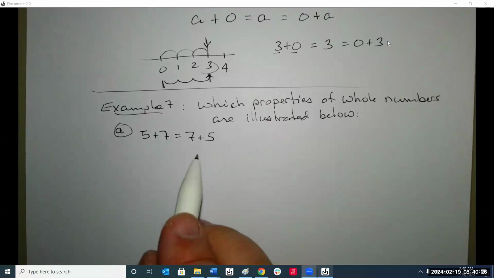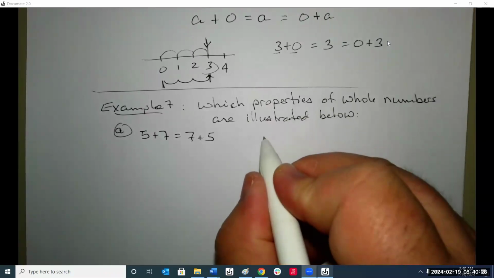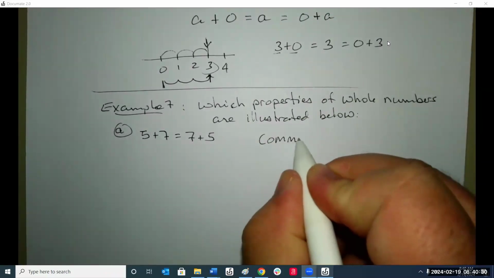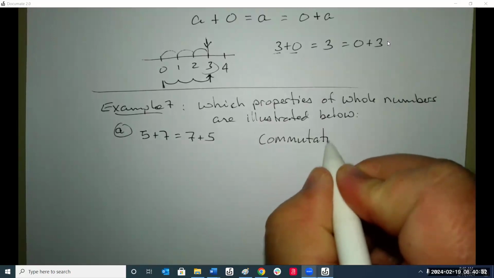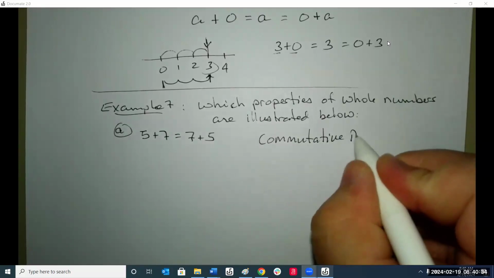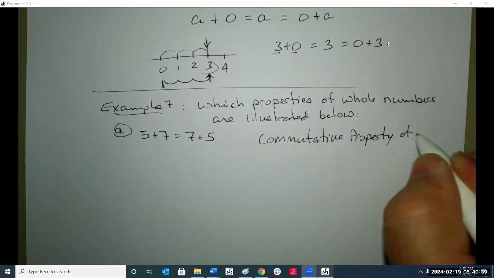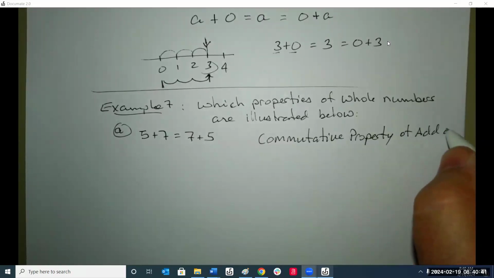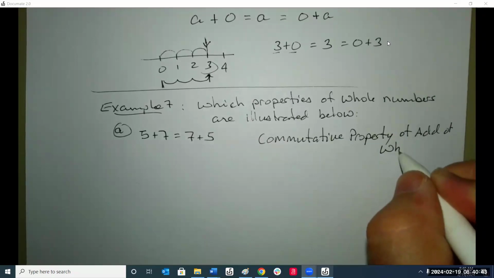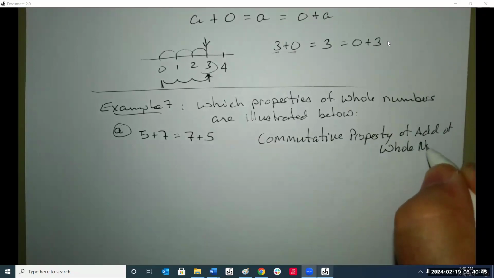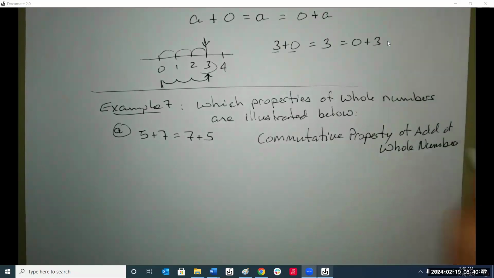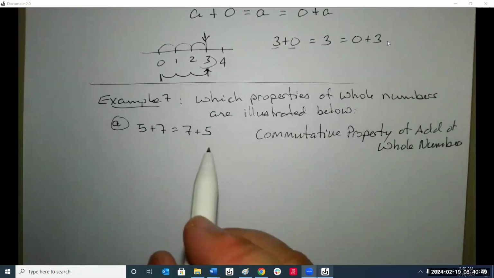All we did was move them, and to move is the commutative property of addition of whole numbers. So all we did was move them around.